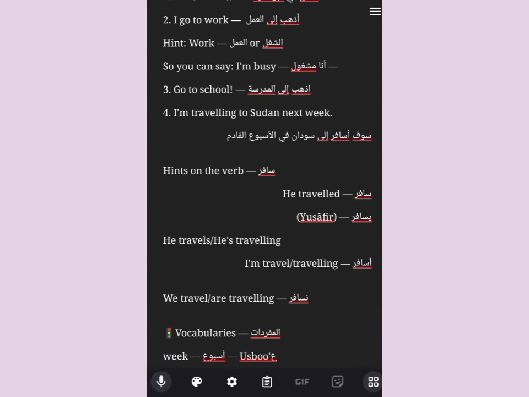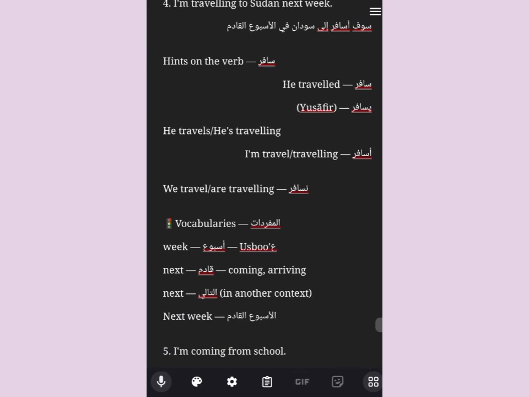Can someone guess how to say for female? If you can guess, please put it down in the comment section. For male, we say tusafir. But for female, what do we add? What are the extra letters that we add? Okay, I'm not going to reveal that in this lesson. But if you have an idea, please drop it in the comment section.